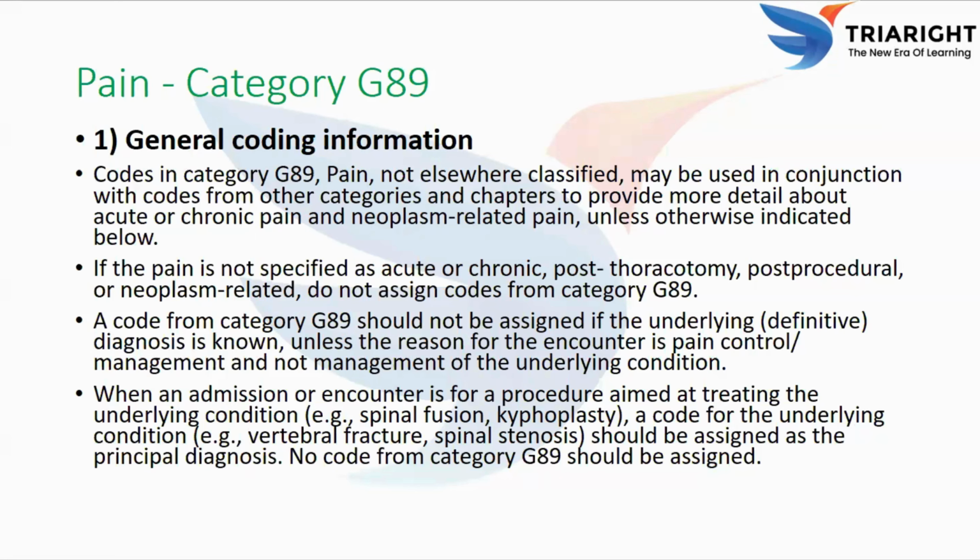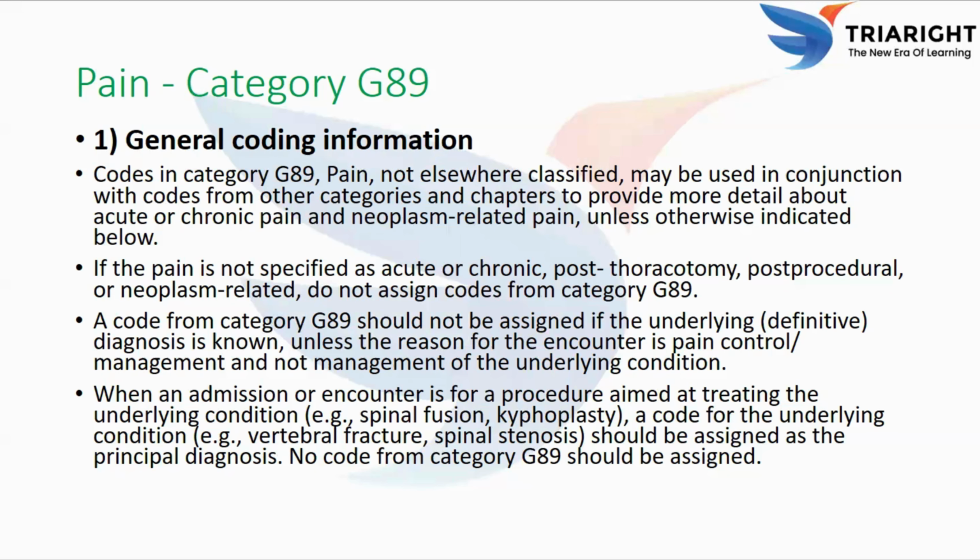Rule 1: you have to use G89 codes along with the other codes. G89 codes should be used in addition to other diagnosis codes to show acute pain, chronic pain, cancer-related pain, or post-surgical or post-trauma pain, but only when the documentation clearly states these details. Whenever it states these details, you have to give the G89 codes.